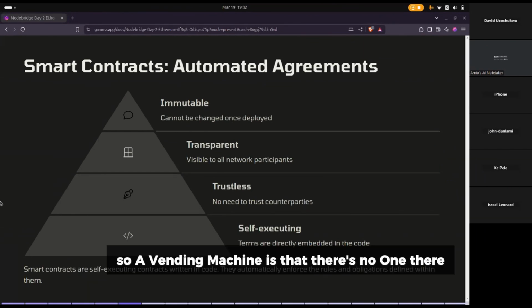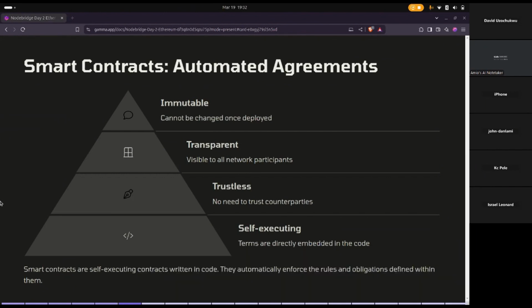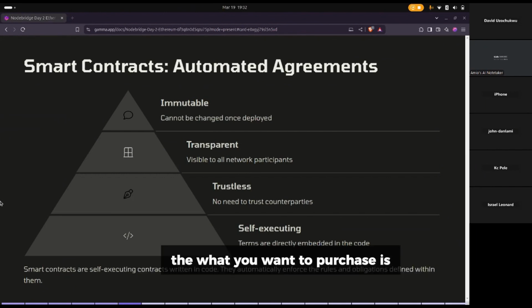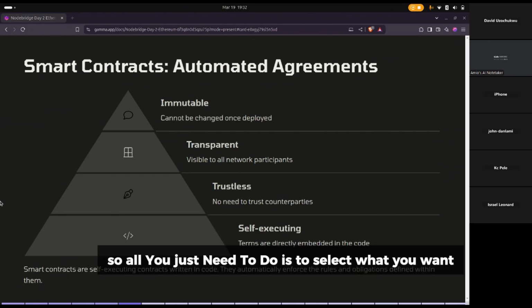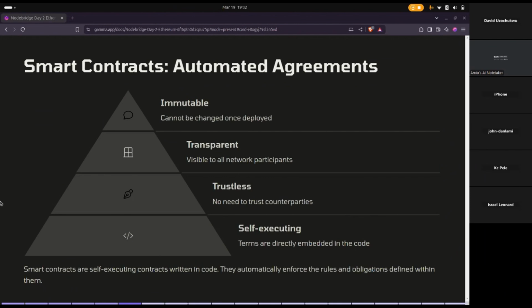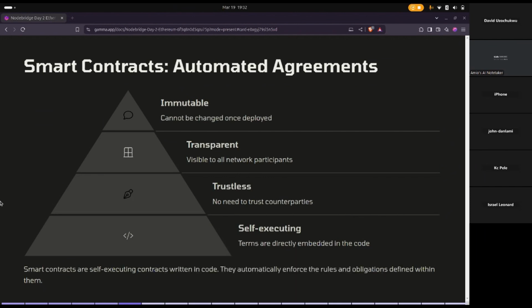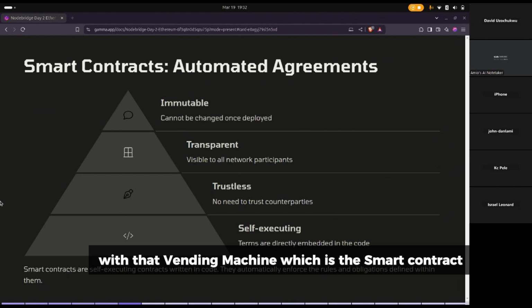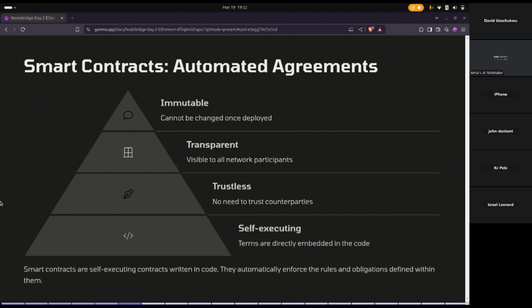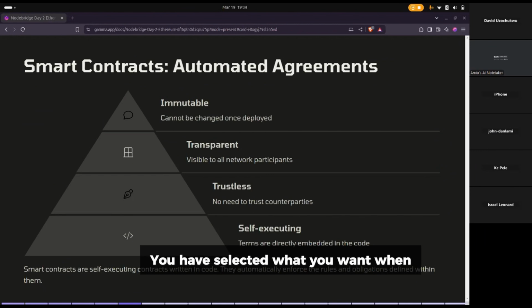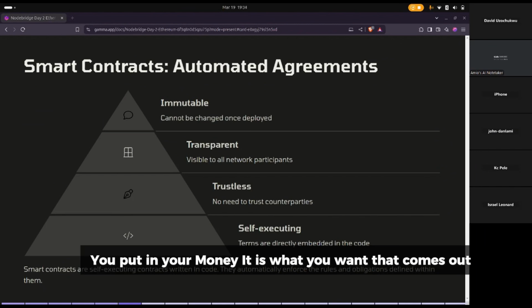So with a vending machine, there's no one there. What you want to purchase is just right inside the system. All you need to do is select what you want, put in your money, and based off your agreement with that vending machine, which is the smart contract, as soon as you put in your money and have selected what you want, it is what you want that comes out.